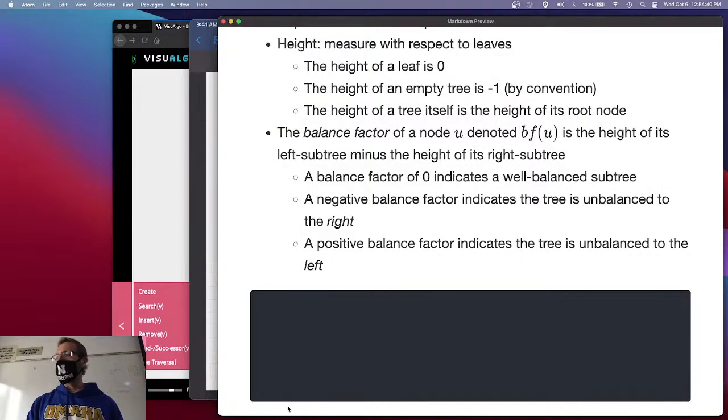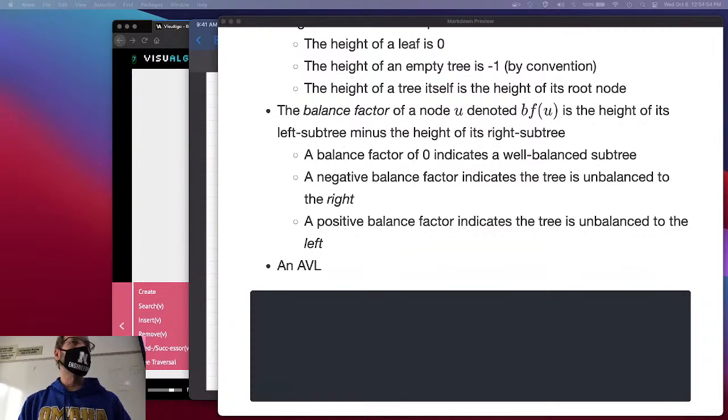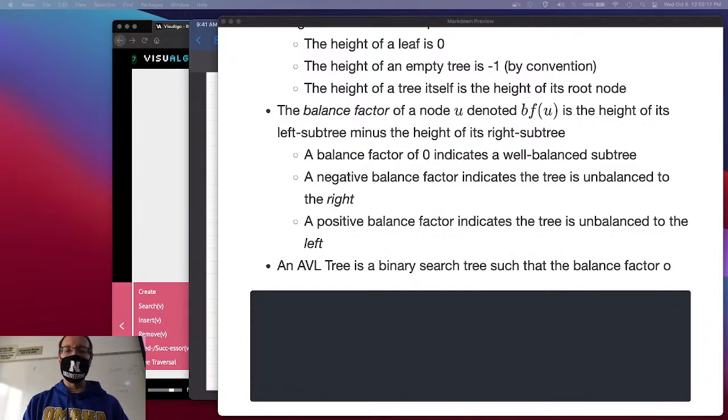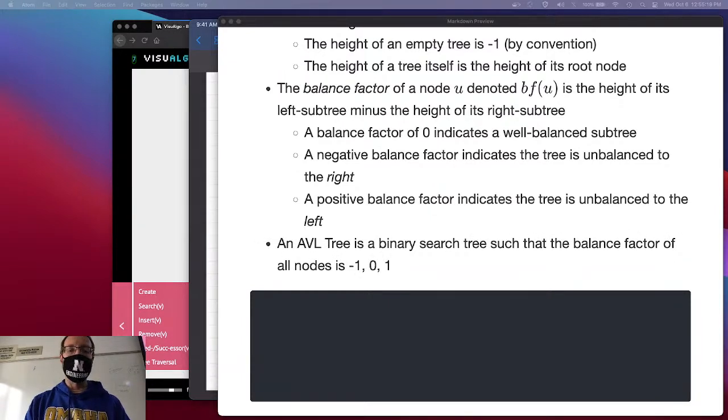So how does this help? This gives us a measure of whether or not something is unbalanced. And if we have a measure of whether or not something is unbalanced, that tells us when we need to rebalance it. An AVL tree, and AVL, there's nothing to it, that's just the authors' names. The original paper had 3 authors, and that's the first letter of their last names. Right? An AVL tree is a binary search tree such that the balance factor of all nodes is -1, 0, or +1.